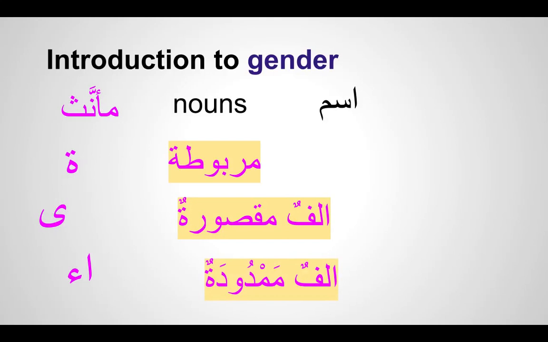So what are the ways a noun can be feminine? The most common one is Taa Marbutah. This is what we need to remember. However, there are other ways, alif maksura and alif mamduda, which can make a noun feminine. Inshallah, we'll do plenty of practice. We'll understand this better.